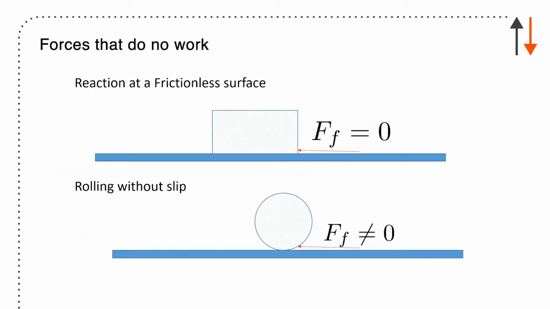Forces that do no work include reactions at a frictionless surface, because the force of friction is equal to 0. The more challenging one is rolling without slip, because the contact point has 0 velocity. It does not displace, and because it does not displace, it cannot move, and so the force of friction does no work.